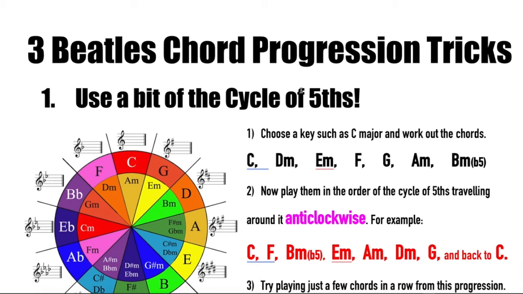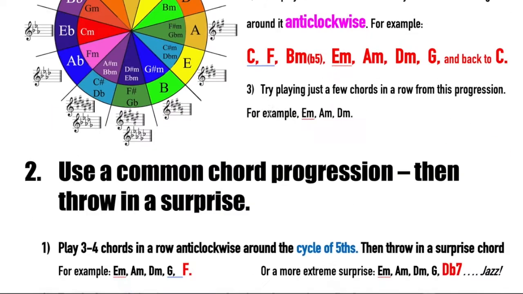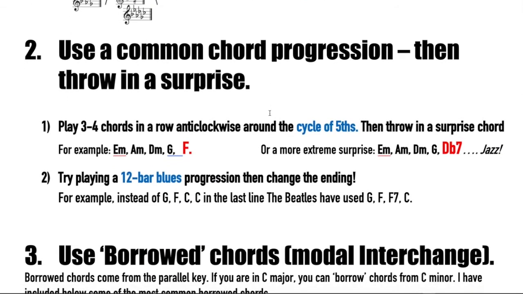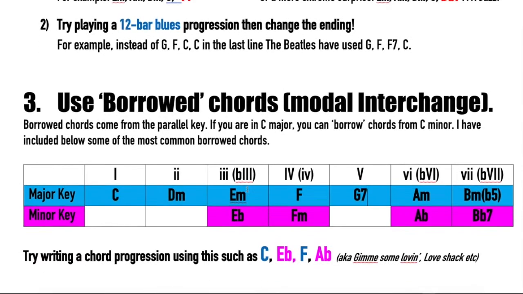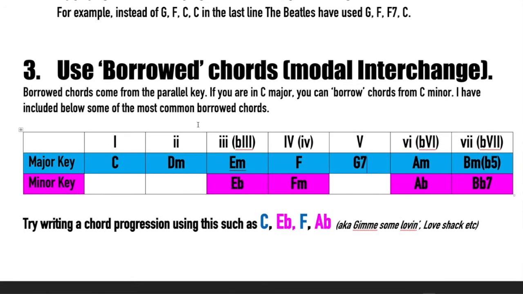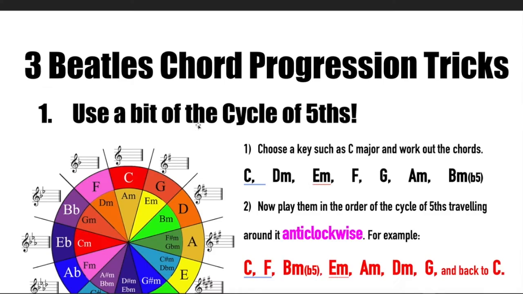So this tutorial is going to focus on three chord progression tricks by the Beatles, essentially. The first one is using the cycle of fifths. The second one is using common chord progressions and then throwing in a surprise. So I suggest either using the cycle of fifths or a blues, but then throw in something which is a bit of a surprise. And the last one is using borrowed chords. These are also known as modal interchange, where you borrow chords from a parallel key.